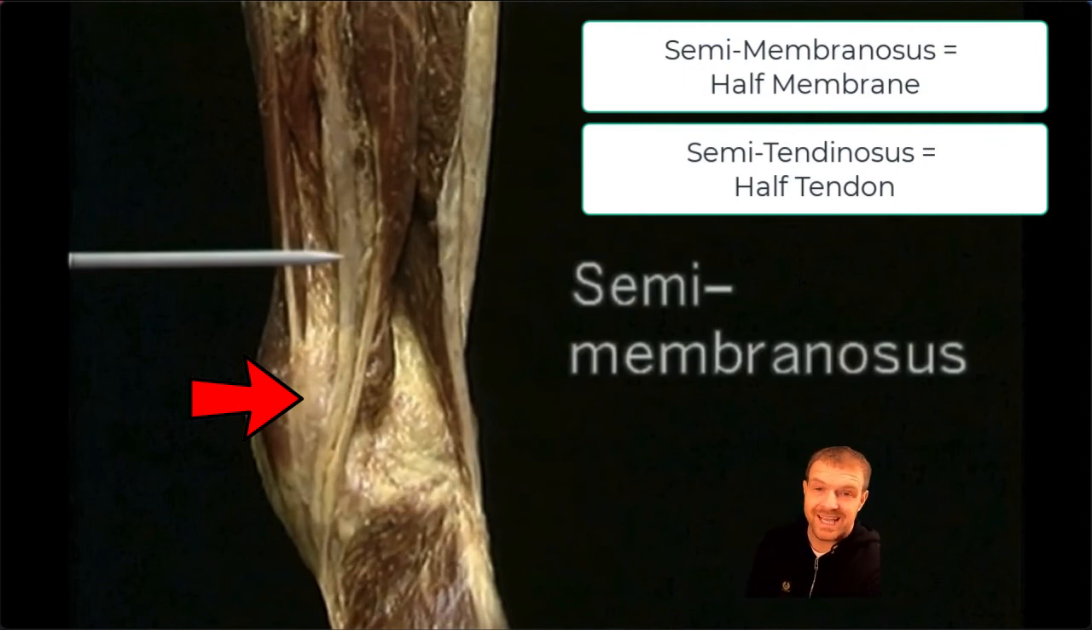That is your semitendinosus tendon. And then just underneath that, sometimes you can get your fingers underneath it, you'll be able to feel semimembranosus as well. So semimembranosus is a bit flat.